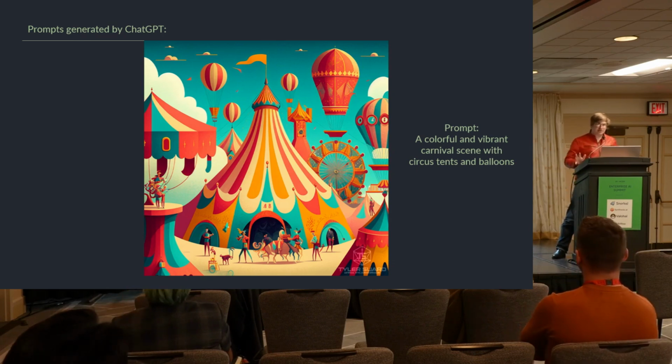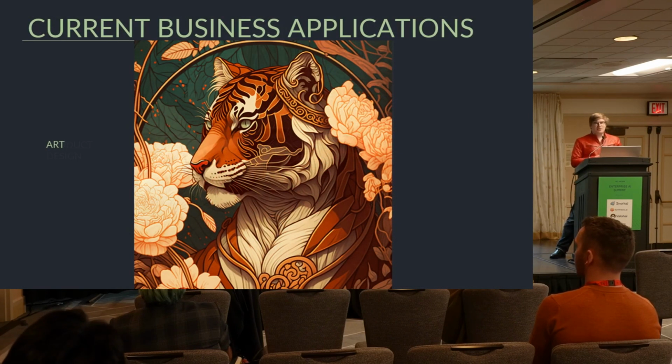I've made thousands of images, and some days I get bored. I run out of inspiration, and so I go to ChatGPT and I say, hey, give me a description for a beautiful image. And this is one of the descriptions: a colorful and vibrant carnival scene with circus tents and balloons. And so now to the business applications.